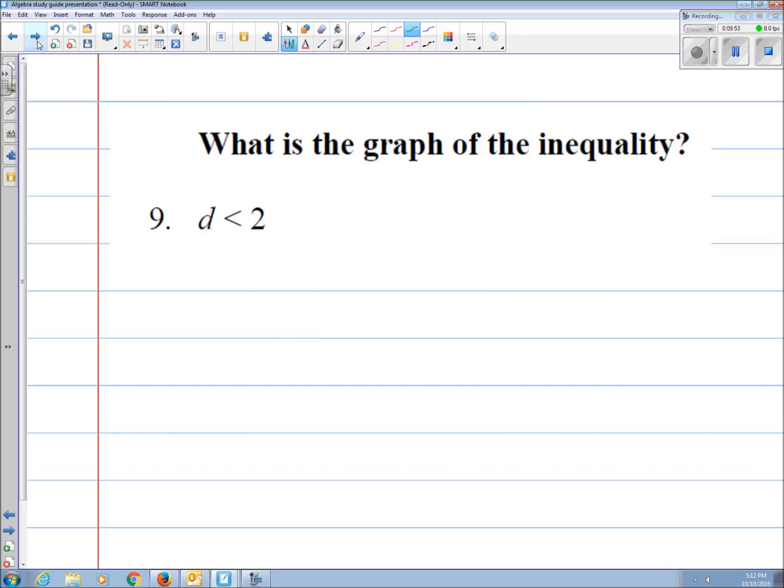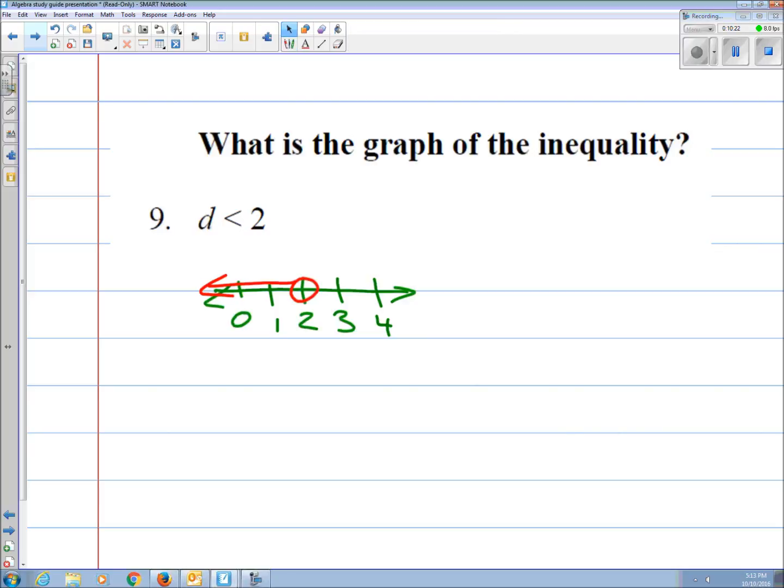Number 9 says, what is the graph of the inequality? On a question like this, you would actually have to pick out the graph, but let's just graph it. So we draw our number line. We have 2 in the middle. So numbers bigger than 2 are 3 and 4. And 1 and 0 are smaller than 2. And this says x is less than 2, so it should be an open circle on 2. That lets us know that 2 is not a part of the solution set, and it should point towards the numbers less than that.